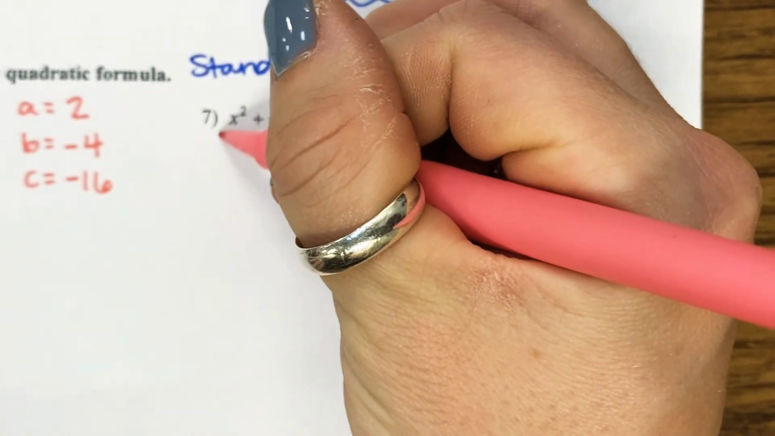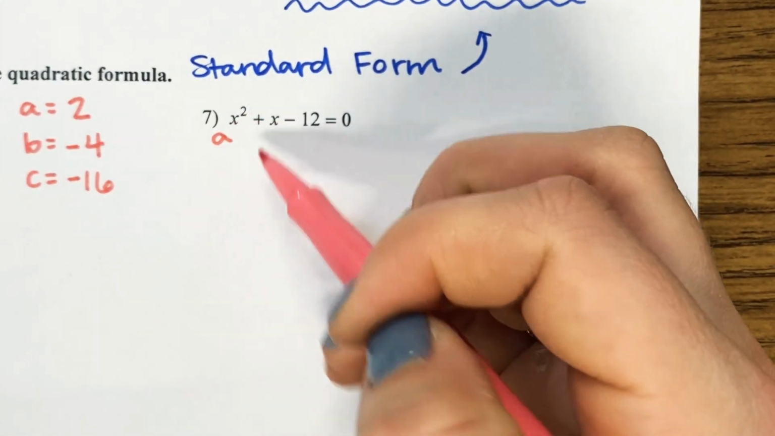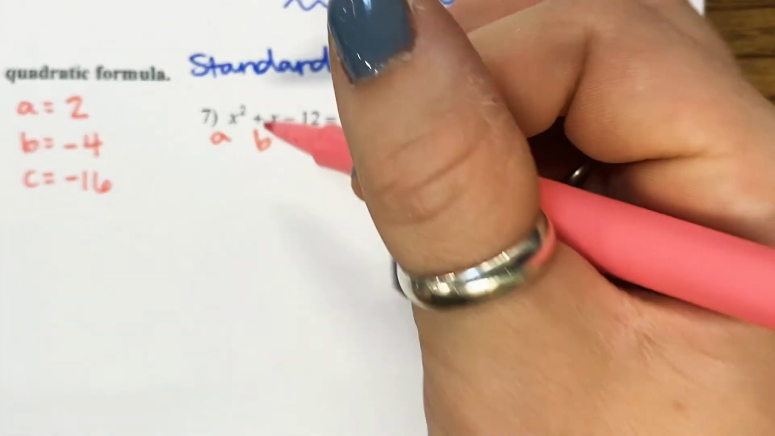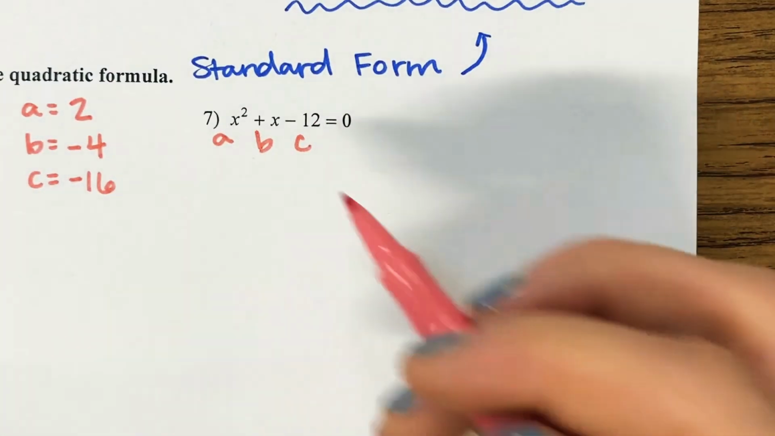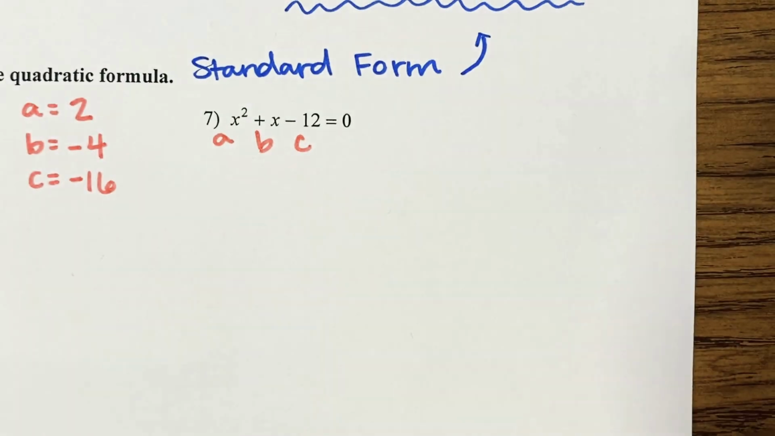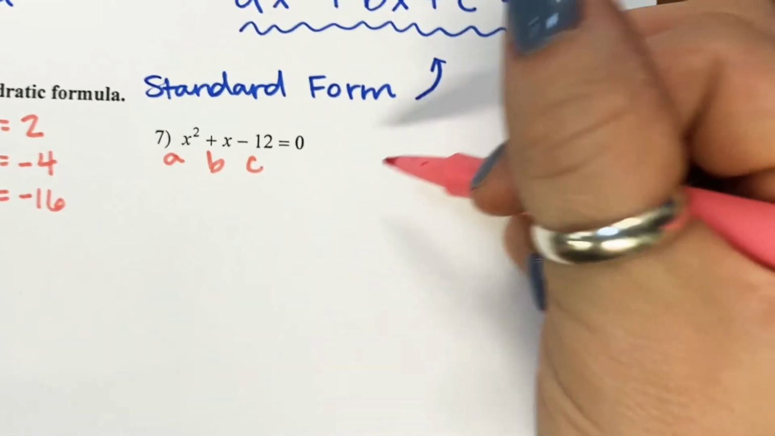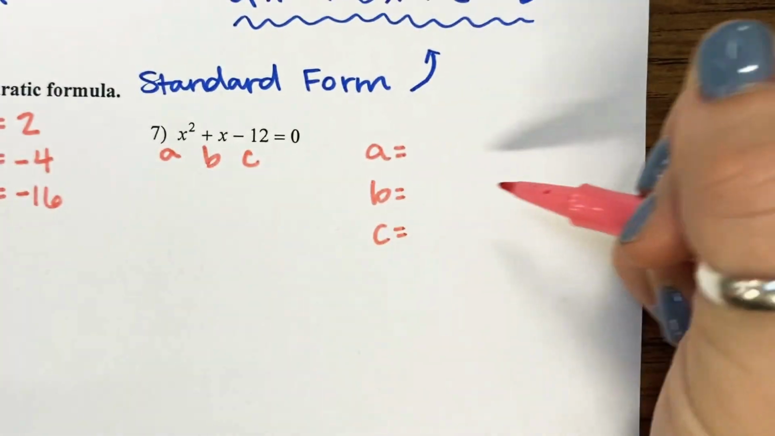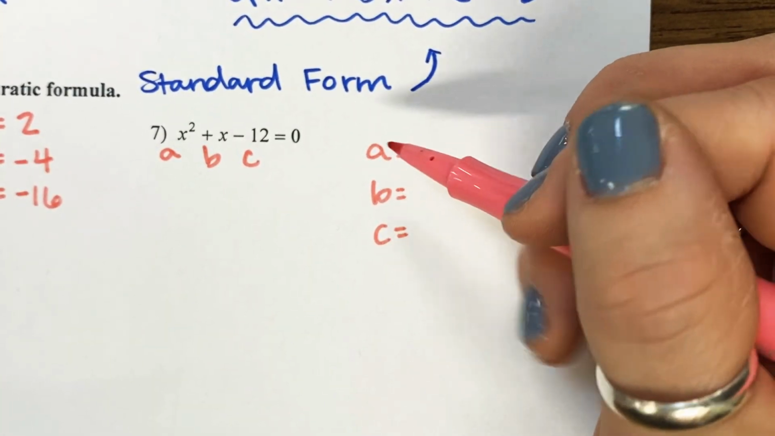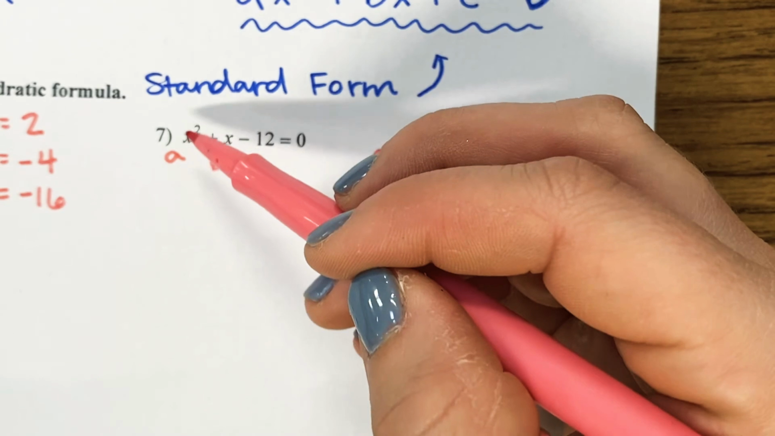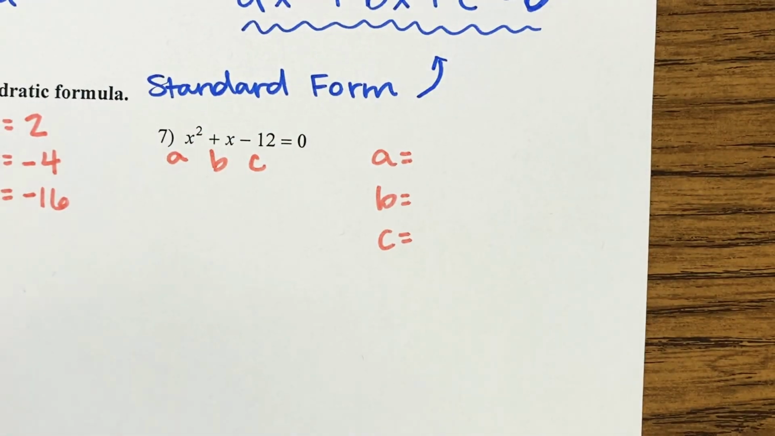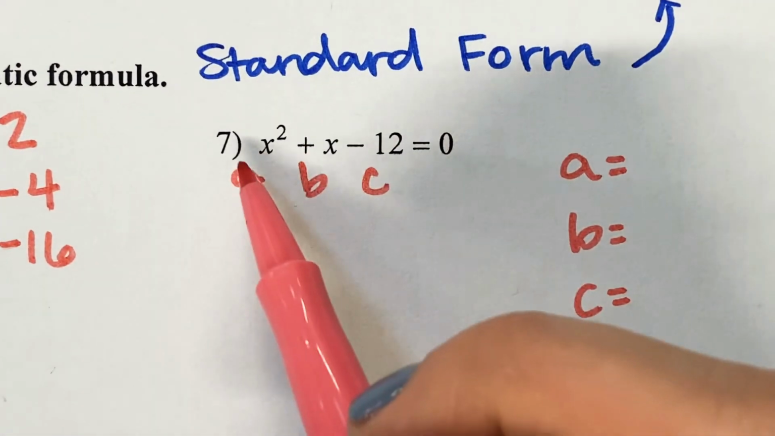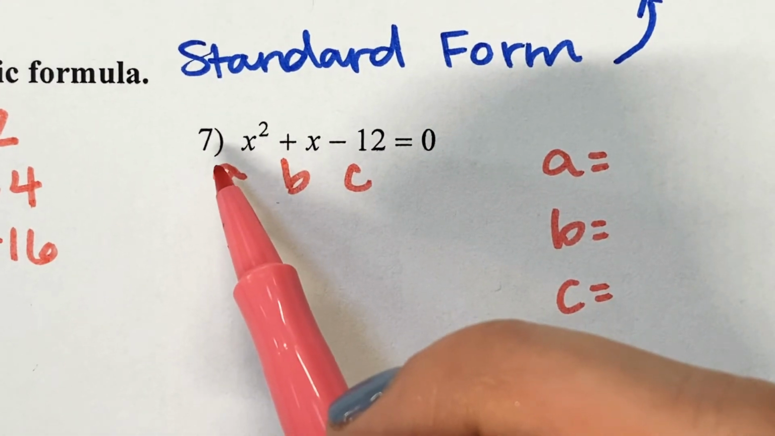So my a is the number right in front of my x squared. My b is the number right in front of the x. And my c is the constant, the number that has no variables attached. So let's figure out what these are, a, b, and c. Okay, so what is my a? What is the number that is right in front of this x squared? Okay, careful, it's not x squared. What is the number that's right in front of it? It's the creepy invisible number in math.